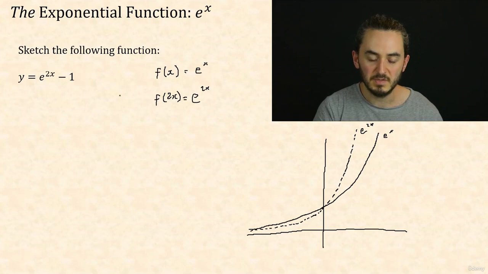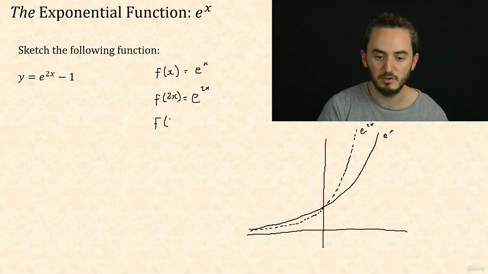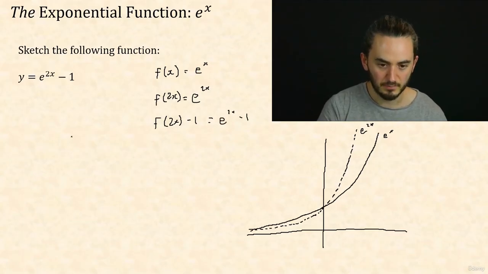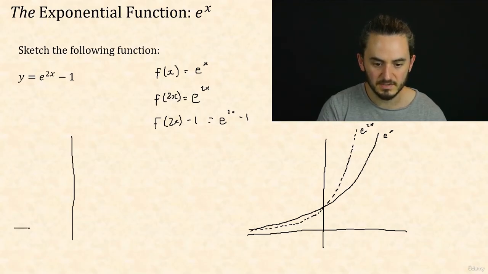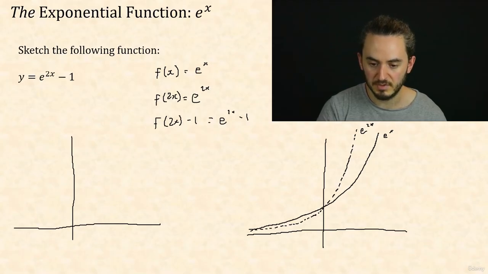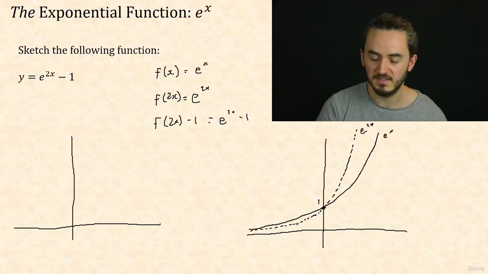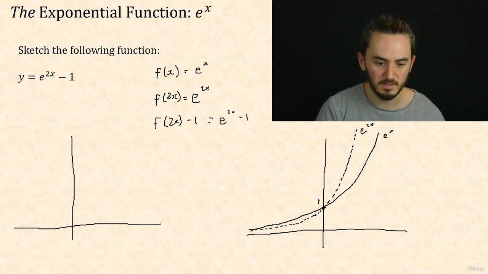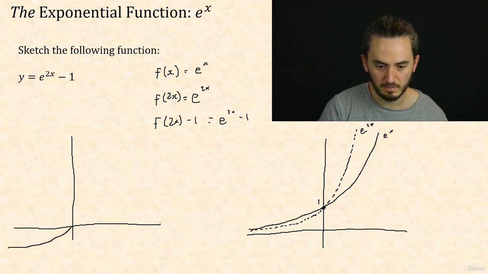Now, what about the minus 1? Well, having a minus 1 transformation, so f of 2x minus 1, just moves things down by 1 unit. So my overall sketch is going to be a slightly squished in exponential function, all dropped down by 1. Normally it crosses the y-axis at 1 because e to the 0 is 1, anything to the 0 is 1, but if it moves down by 1 unit, it moves from 1 down to 0.